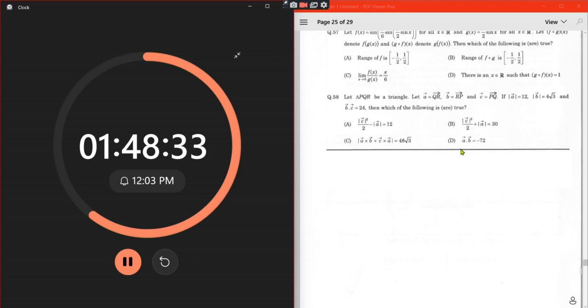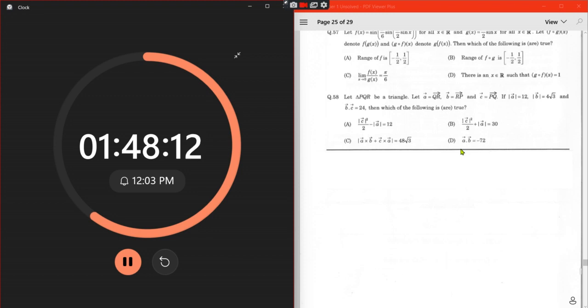So what is C squared, by the way? Just 48. That's equal to 144 plus 48 plus 2 A vector dot B vector. Okay, so that just means A vector dot B vector is equal to 72, negative, of course. Yeah, that looks correct. So D is the correct answer. Okay, D of 58 is also correct.